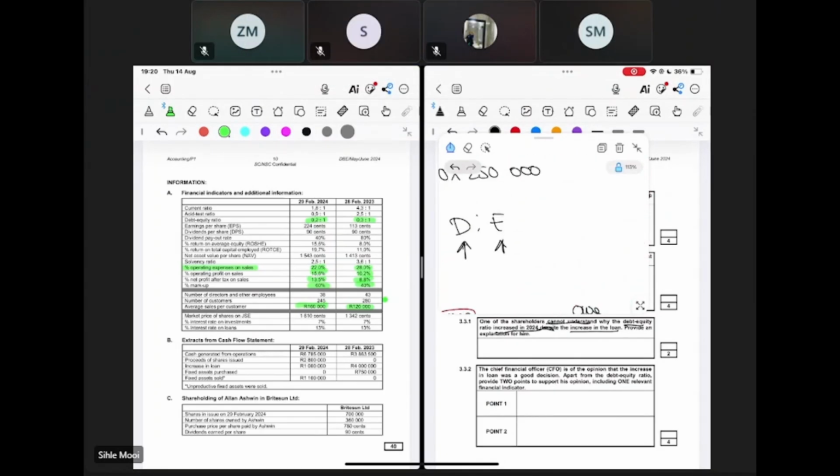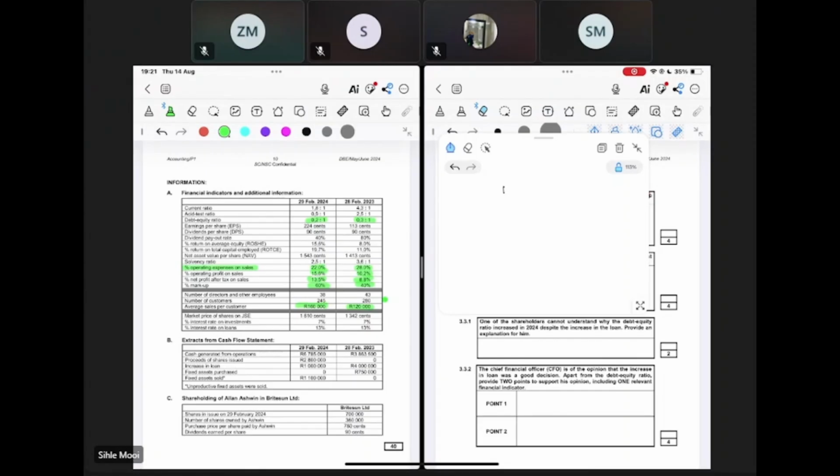Okay. The question is, one of the shareholders cannot understand why the debt to equity ratio increased in 2024 despite the increase in the loan. So provide an explanation for him. So we need to give a reason. Why has the debt to equity ratio changed even though there was an increase in the loan?